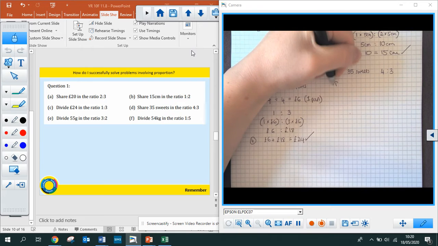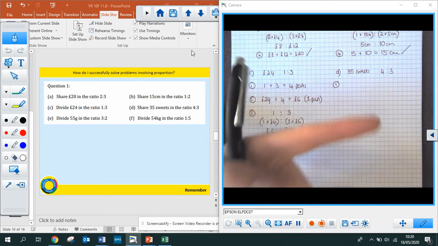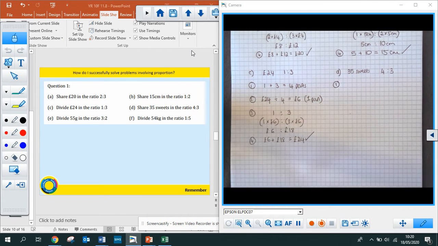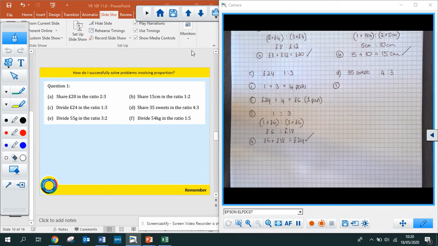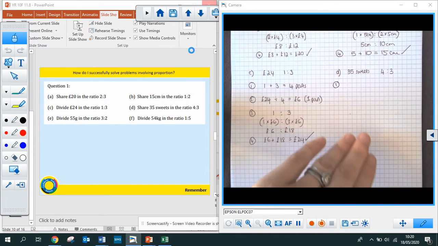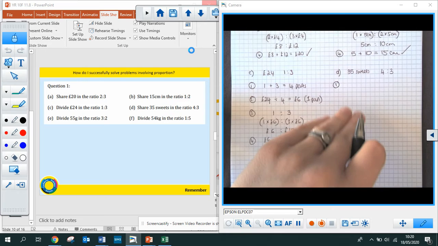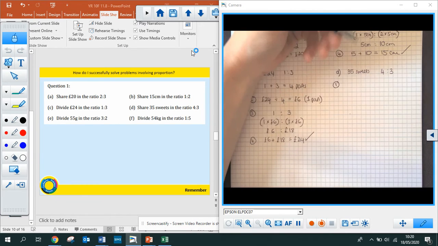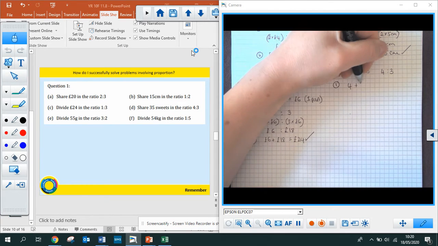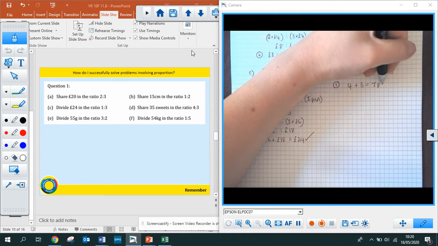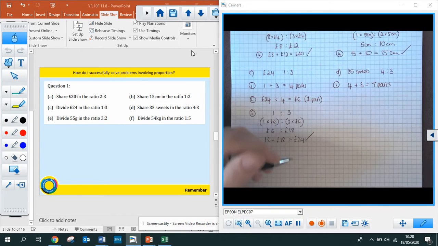Step 1, you don't always have to write out the steps, by the way. I'm just doing this for clarity and so that you understand exactly each step that I'm taking. But if you're happy to do it without the steps, that's fine. Just make sure you are fully completing the question. Step 1, add your parts together. 4 plus 3 gives me 7 parts in total.